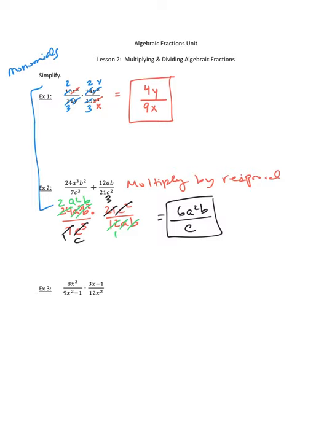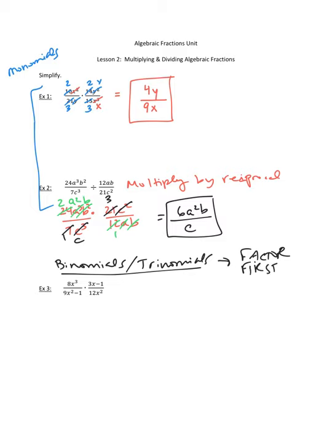The new part is where you have binomials and trinomials. If you have binomials or trinomials, you must factor first. You can't cross out common factors until you know what they are. So for example 3, what I'm going to do is I'm going to copy the 8x cubed, because that's one term. That can't be simplified. But 9x squared minus 1, this is a binomial. This can be factored into its difference of squares. 3x plus 1 times 3x minus 1.